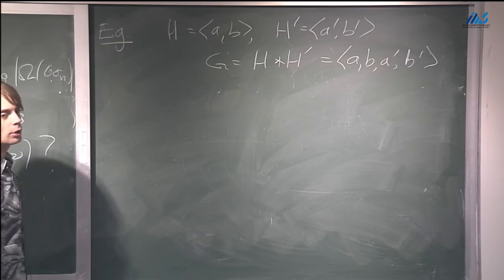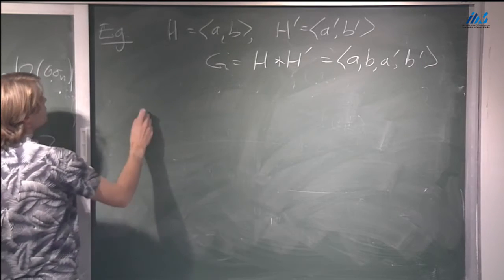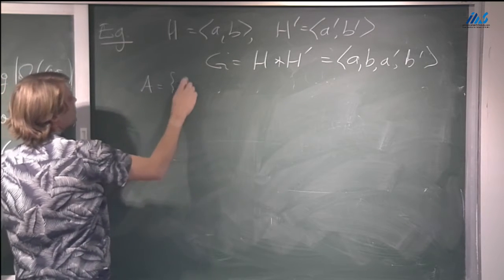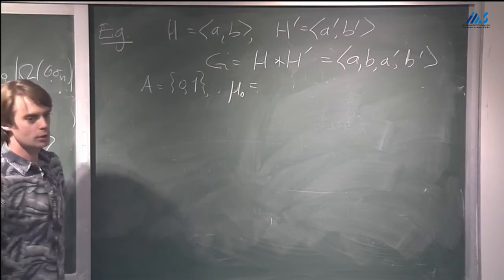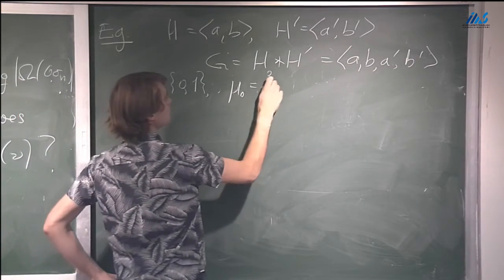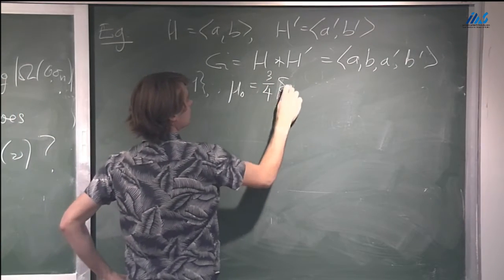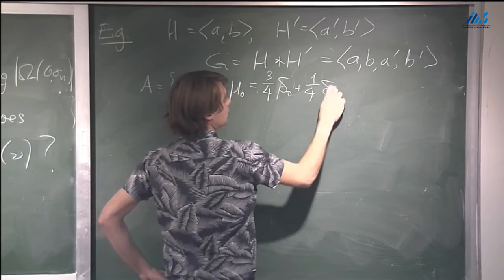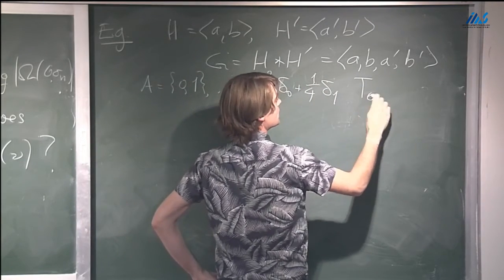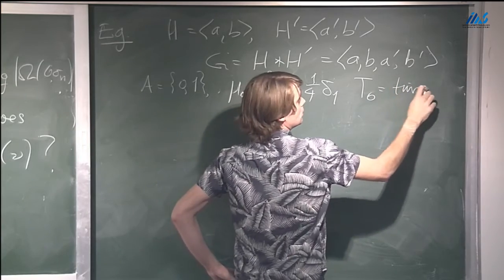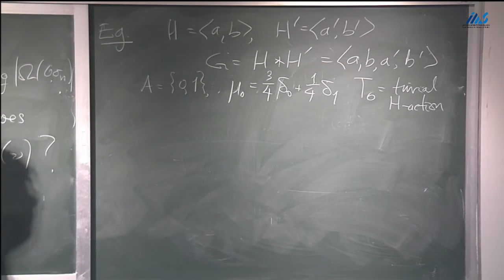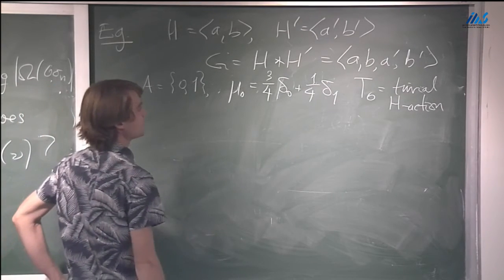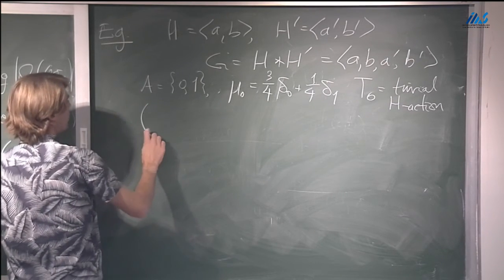And now consider the following trivial H system. Let A be the alphabet 0, 1. Mu 0 is going to be the measure that gives you 3/4 mass on 0 and 1/4 on 1. And T naught is going to be the trivial action of H. I should say the number 3/4 is not very important here. It just mustn't be 0, 1, or a half. So that's the next best thing. Right? And now the whole system.